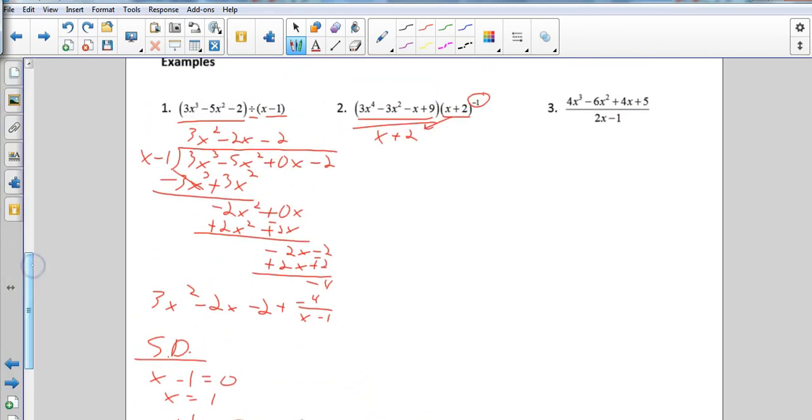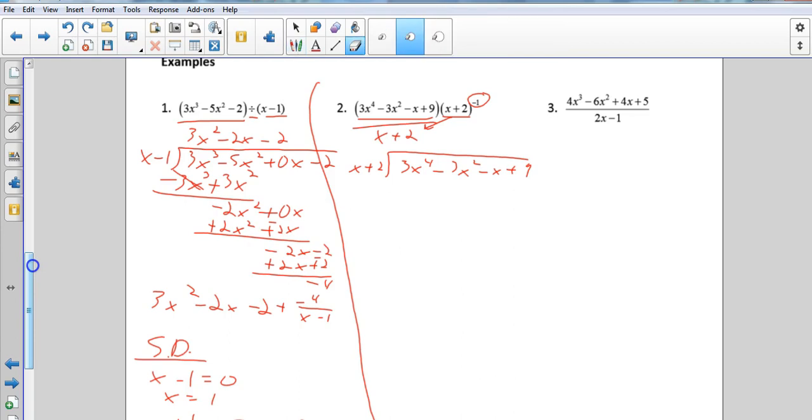Alright, technical problems. So x plus 2 into 3x to the 4th minus 3x squared minus x plus 9. I have to see my 3, my cubed. So since I'm missing cubed, I put 0x cubed minus 3x squared minus x plus 9.